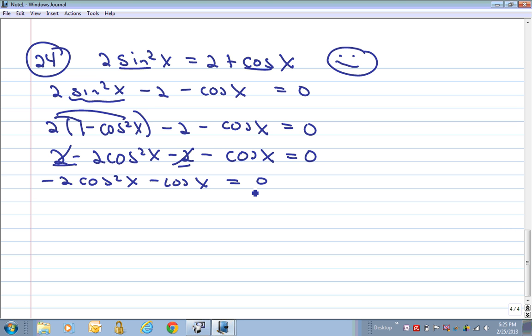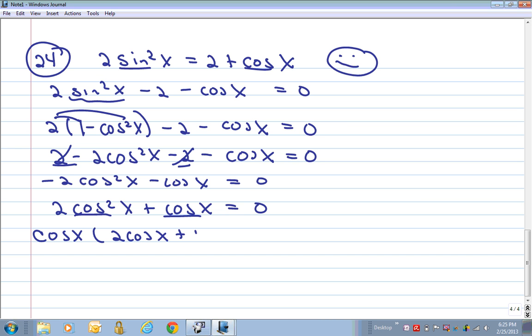So at this point, I could factor out a negative, or I could multiply through or divide through by negative. I'm going to divide everything by negative, which will change both of these to positive. So now I have 2 cosine squared x, and that's just an algebra manipulation, plus cosine x equals 0. Now I hope you recognize that they both contain a cosine, and we need to factor that out. So we would have cosine x, and then we would have 2 cosine x plus 1 equals 0. Now we have two factors, and now we can set equal to 0 to solve each factor.